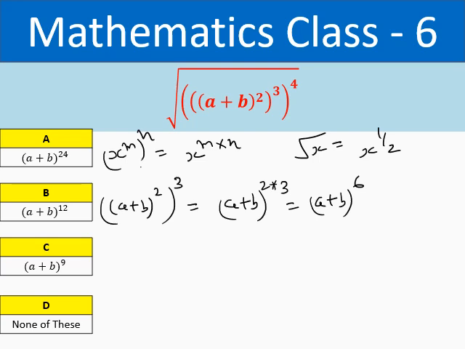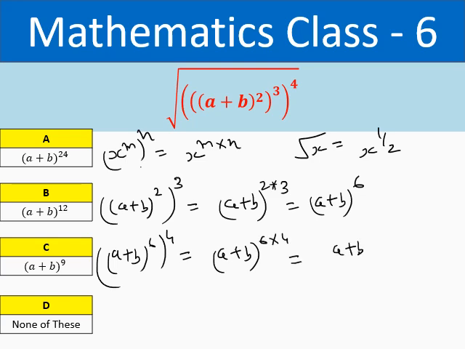Now we'll apply this rule again. So (a plus b raised to 6) whole raised to 4. So we'll get a plus b raised to 6 into 4. So we'll get a plus b whole raised to 24.